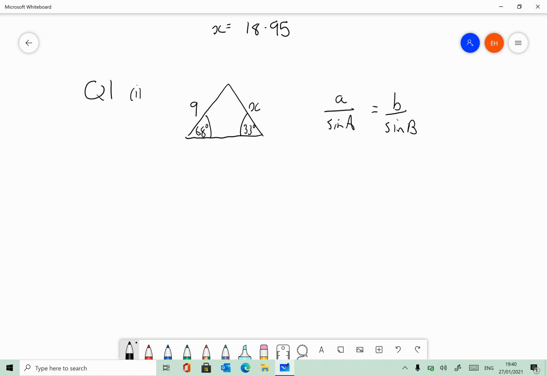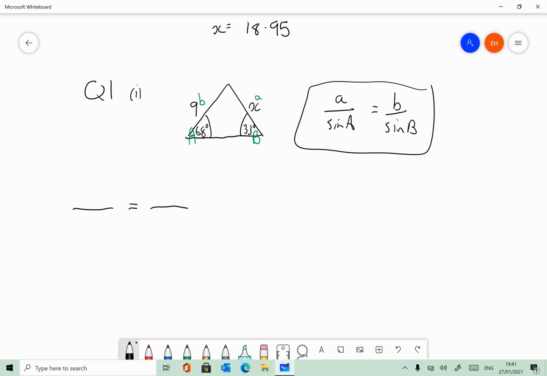Now, in order to use this formula, I need to know what my big A and my big B is. So I label up my diagram. Angles get capital letters, so if that's A, that must be small a. If that's B, that must be small b. Now I can put that information into the formula.